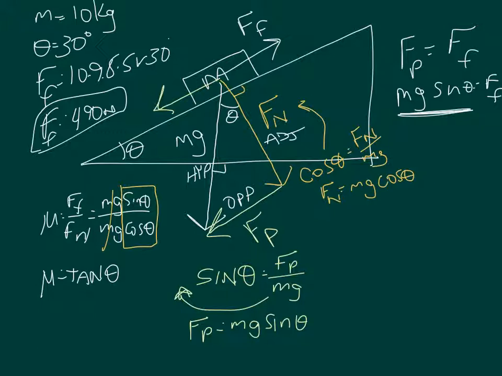So if they did ask you what coefficient of friction is necessary to keep it from sliding down a ramp, all you need to know is the angle. And you take the tangent of it, and that's the mu that keeps it from sliding. Okay, hopefully that's what you were looking for.